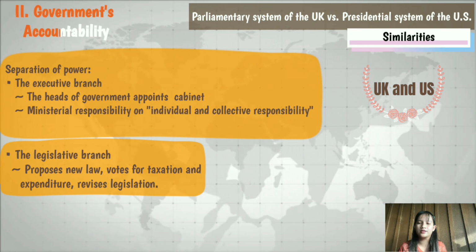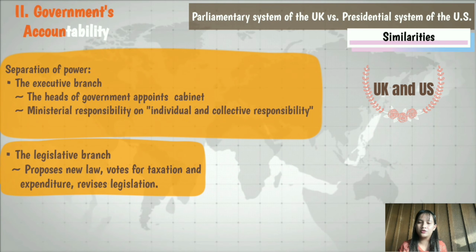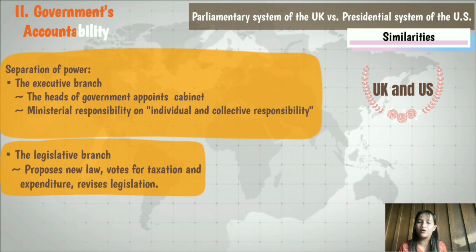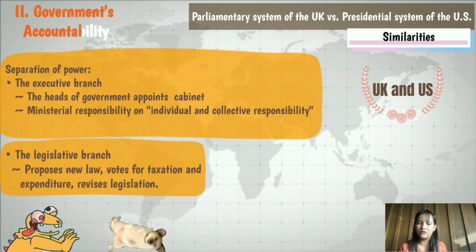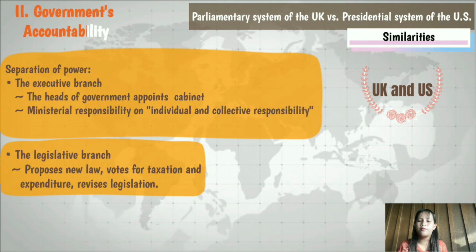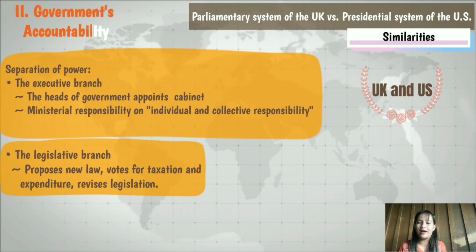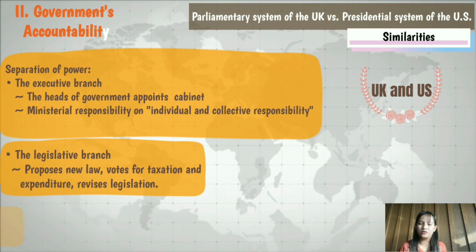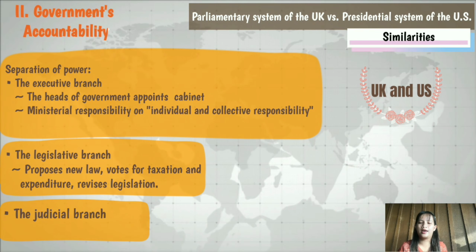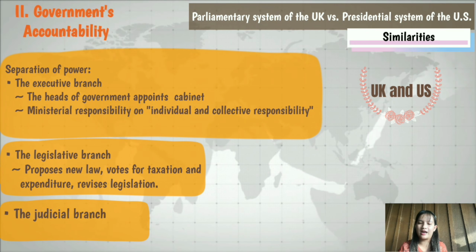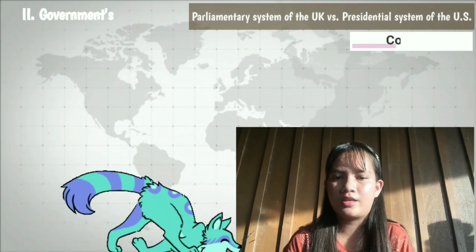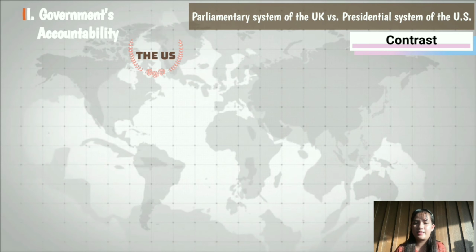And in the legislative branch, their common accountability is that both houses propose new laws, vote on taxation and expenditure, and scrutinize government policy and administration. Also, they debate the major issues of the day and keep a check on government by scrutinizing its activity. For the last branch, the judiciary, the court investigates and judges the legislature, government, and also citizens for their misconduct.